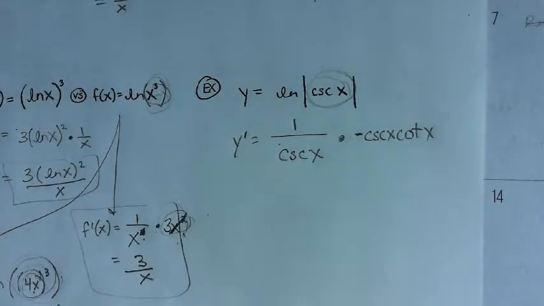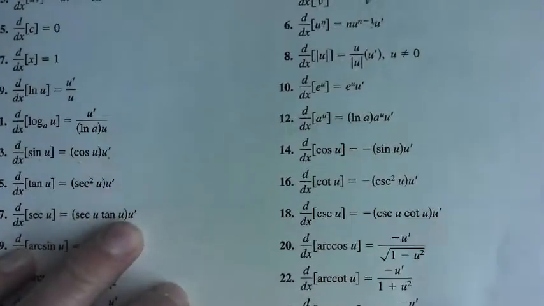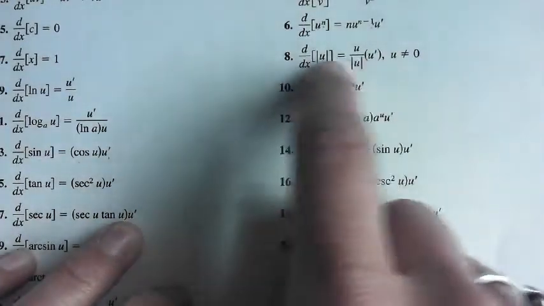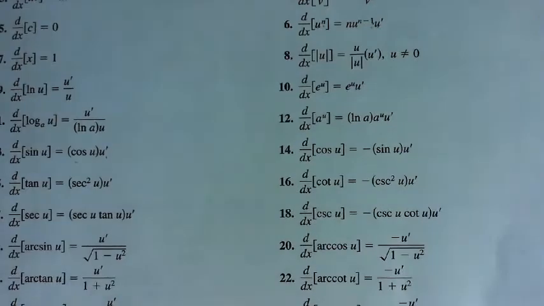Look at our list here. Not once do we have the derivative of an absolute value function on its own. Actually, we do, but we haven't learned it yet. So don't pretend like we have that. We don't actually know that yet. Okay?